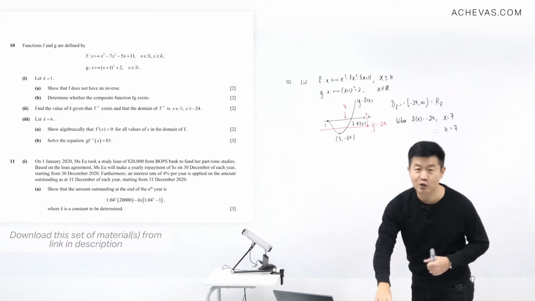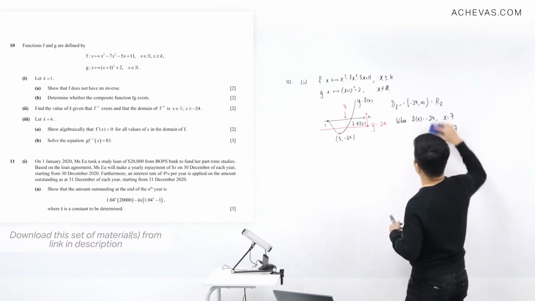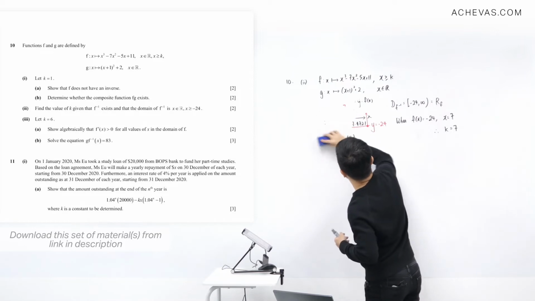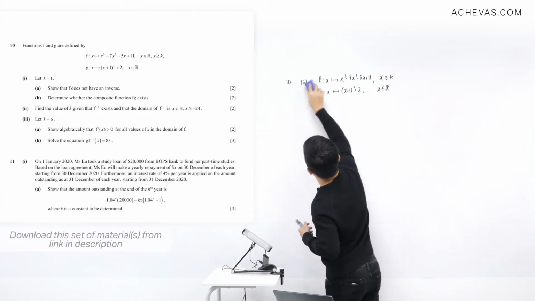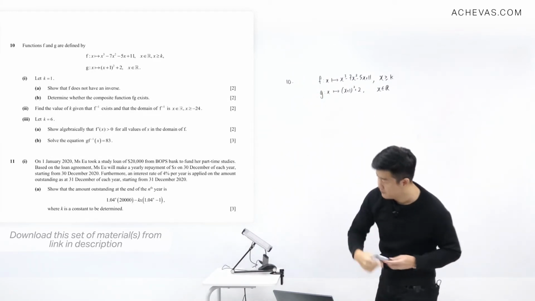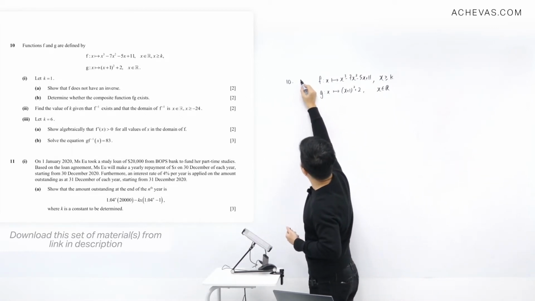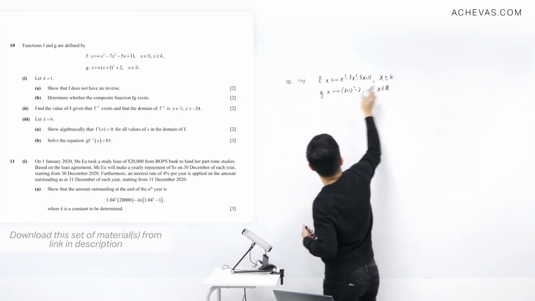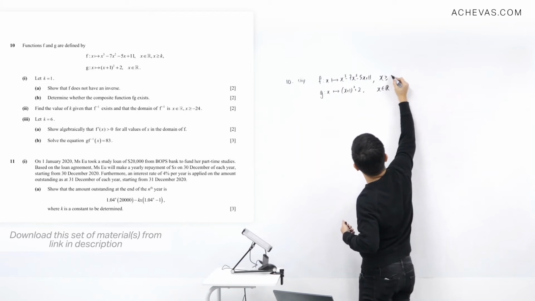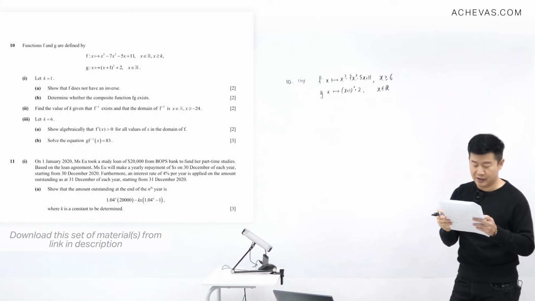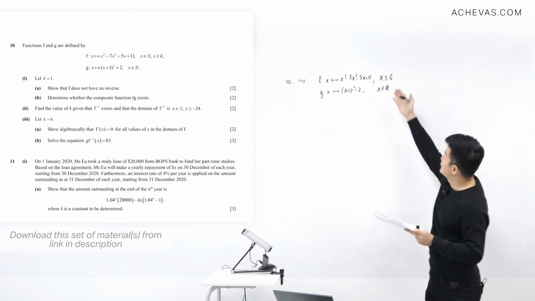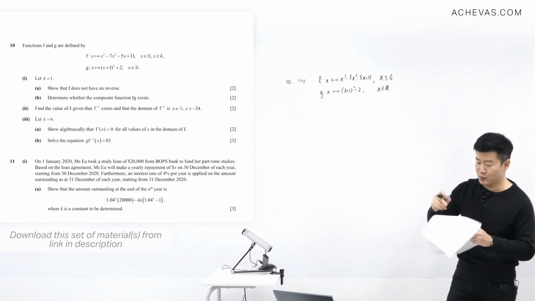Next, k is going to change again. So let's erase this. So in part 3, k is going to change to 6. So x is going to be bigger or equal to 6. We are supposed to show algebraically that f prime x is bigger than 0 for all values of x such that x is bigger or equal to 6.